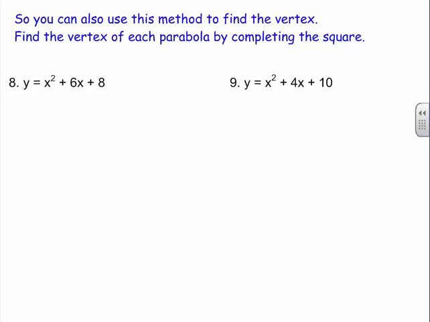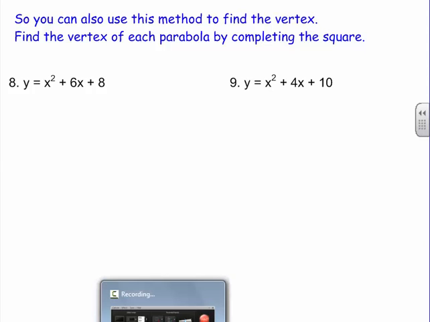We'll actually do this in class. So number 8 and number 9, be ready for in class. Alright, see you.